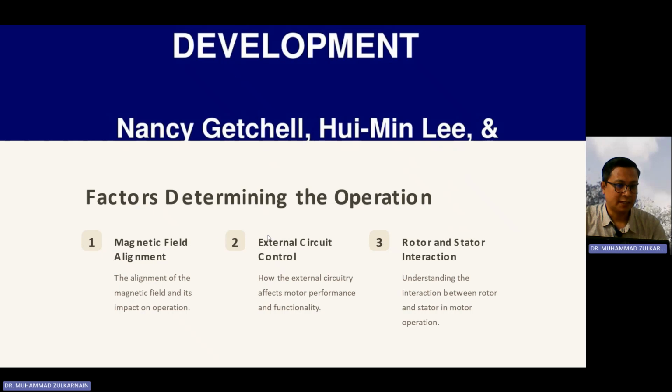So for the factors determining the operation, we have the first one is magnetic field alignment, and the second one external circuit control, and then the last is rotor and stator interaction.